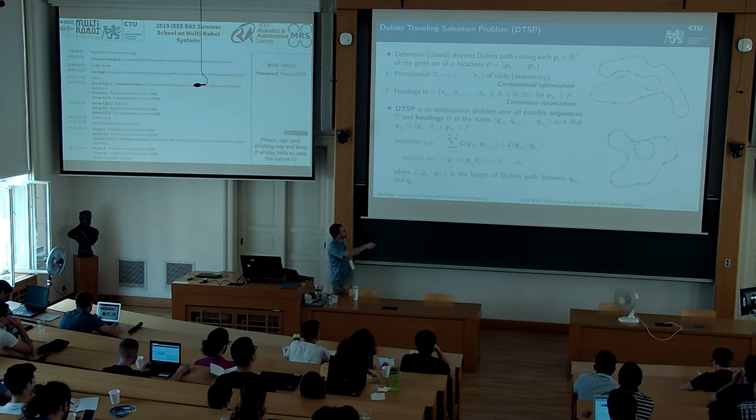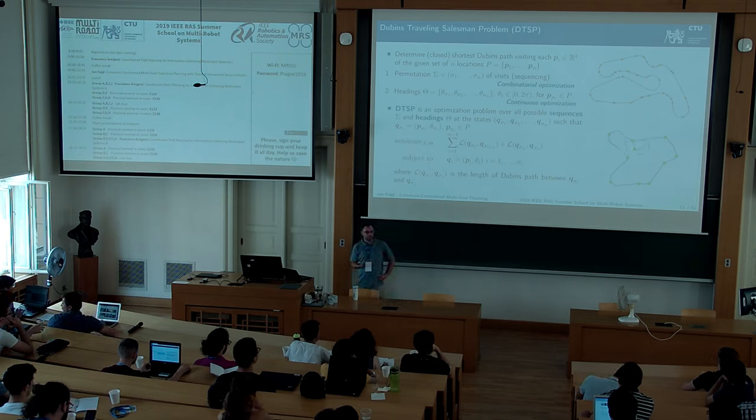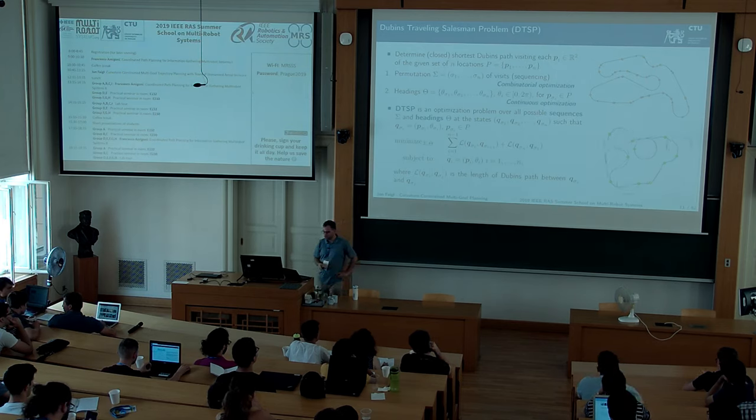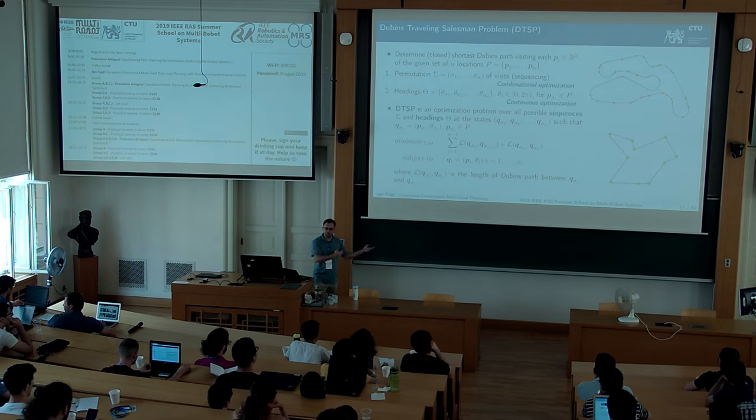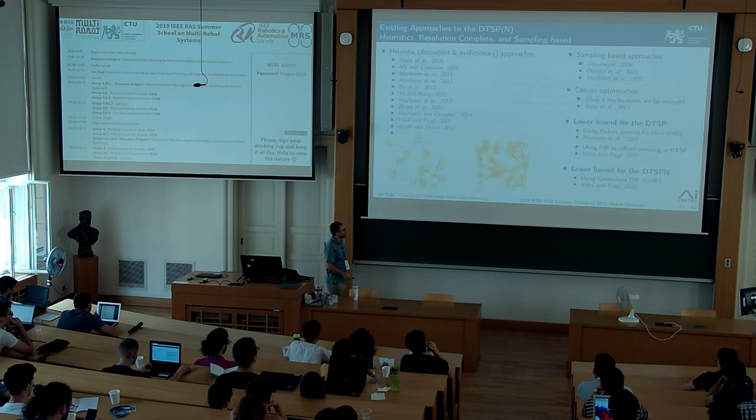And this is an example of a solution where we fix the sequence and just modify the minimum turning radius, rho. You can see that what at the beginning looks nice, very close to the optimal solution of the Euclidean TSP, gets worse and worse depending on the radius.